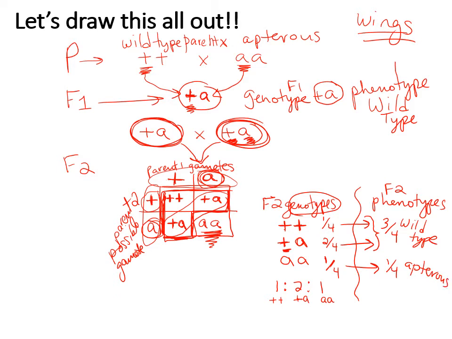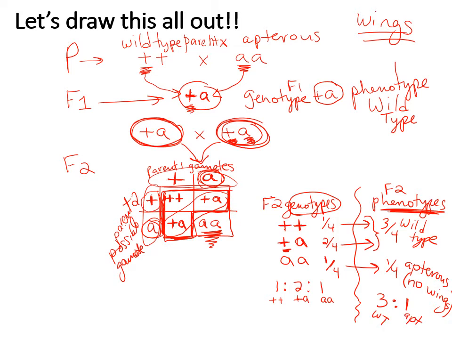And remind yourself, what does apterous look like? No wings, okay? So 3 out of 4 phenotype-wise will be wild type. 1 out of 4 will be apterous. So the phenotypic ratio is 3 to 1, wild type to apterous, okay?